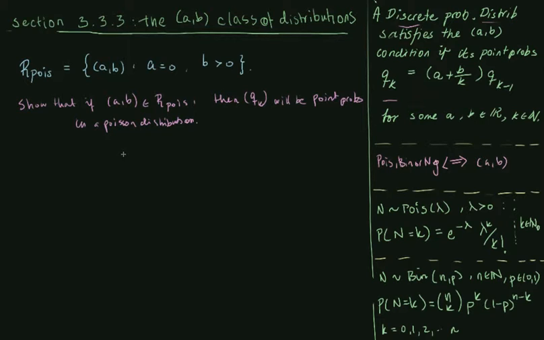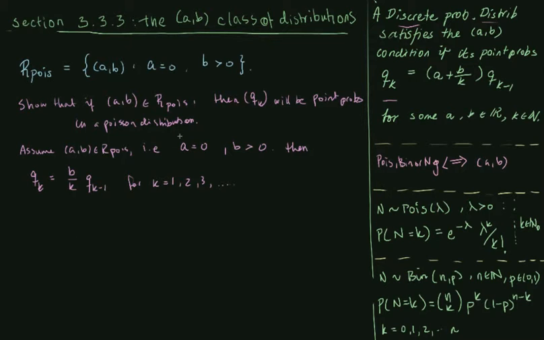So assume (a, b) lies inside this region. And that means that we assume that a is equal to 0 and b is greater than 0. What do we then have about the qk? Well, then qk is equal to (0 + b) divided by k, times qk minus 1, for k equal to 1, 2, 3, and so on and so on.